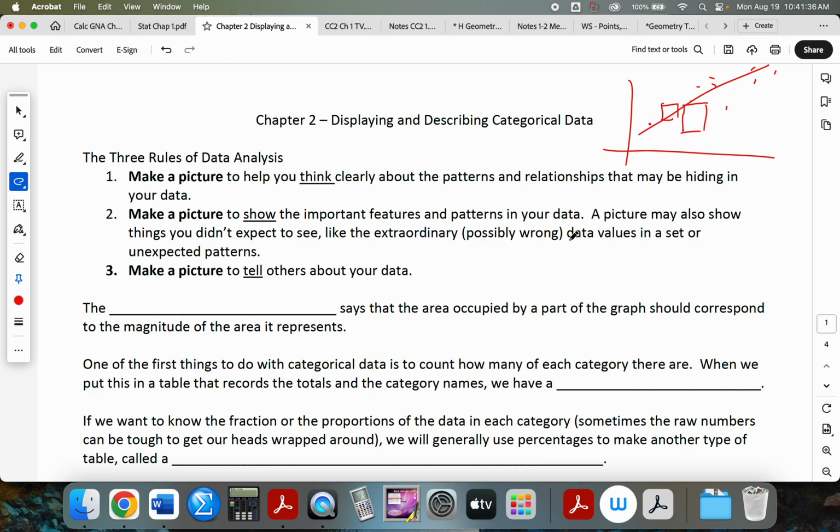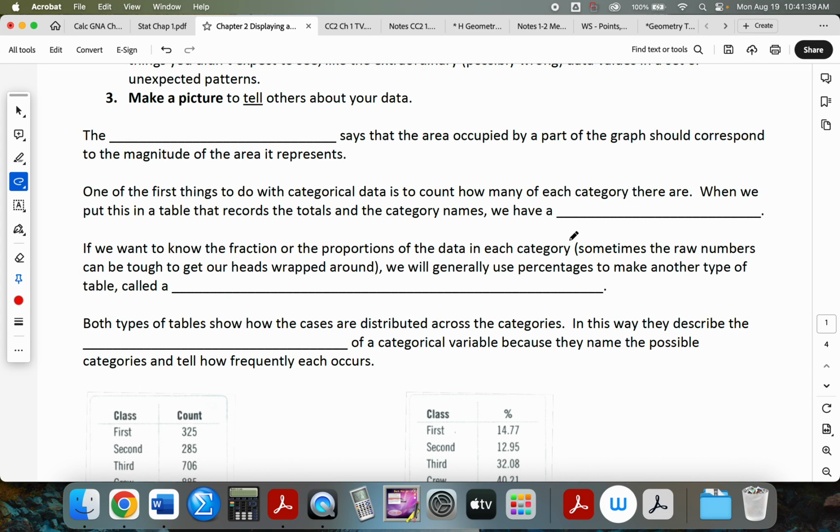All right, so one of the first things we have to know is the area principle. Spelling is really hard. It says that the area occupied by a part of the graph should correspond to the magnitude of the area it represents. And you're like, what the heck are you talking about?